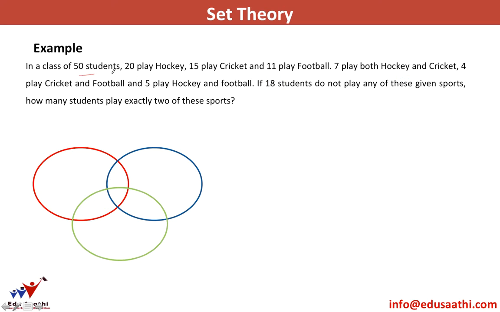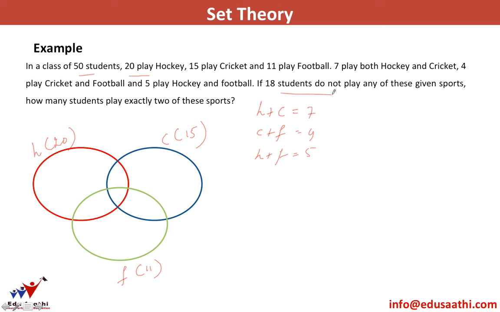In a class of 50 students, 20 play hockey. So I'll write an H here and 20. 15 play cricket. So I'll write a C here and 15. And 11 play football. So I have a football F here and an 11. 7 play both hockey and cricket. So I have hockey plus cricket is equal to 7. 4 play cricket and football. So cricket plus football is 4. And 5 play hockey and football. So hockey and football is equal to 5.